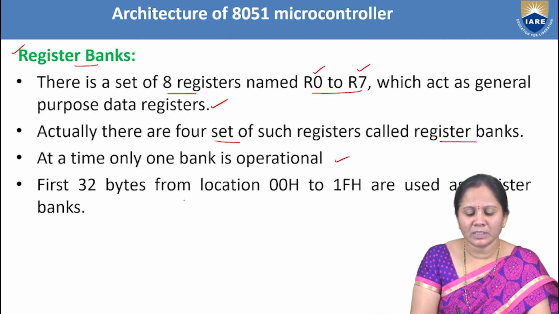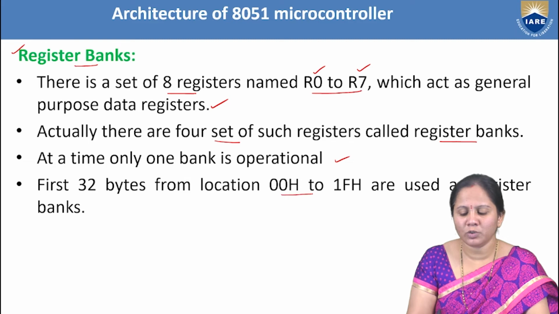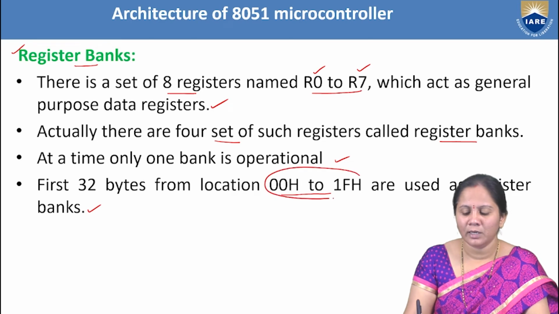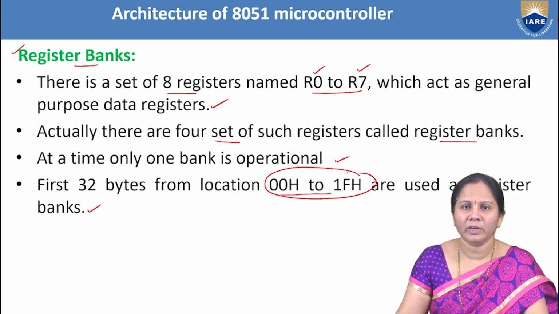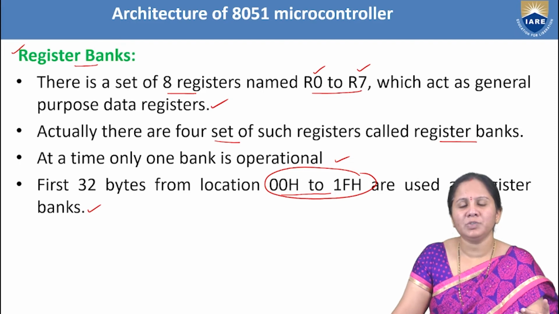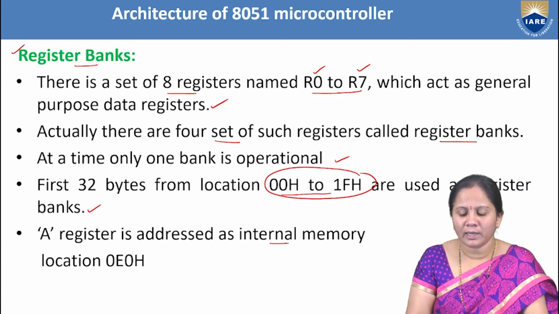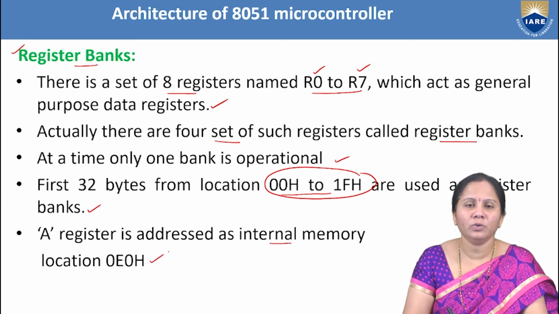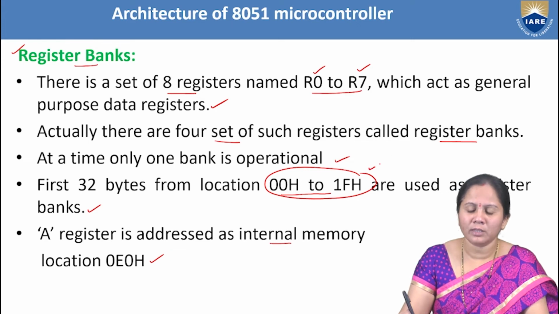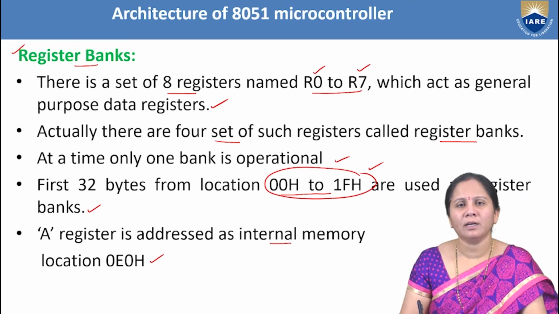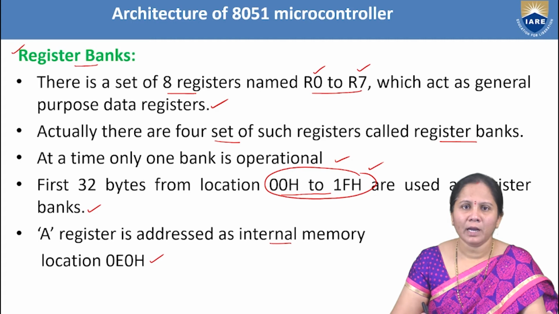Now, the first 32 bytes from location 00 to 1FH are used as register banks. We will see what this 00 to 1FH is. There are 4 register banks, and each register bank consists of 8 registers. The A register is addressed as internal memory 0E0H. Though there are 32 registers available in the register banks, it is possible to access any register from any bank, because each register has its own memory address.